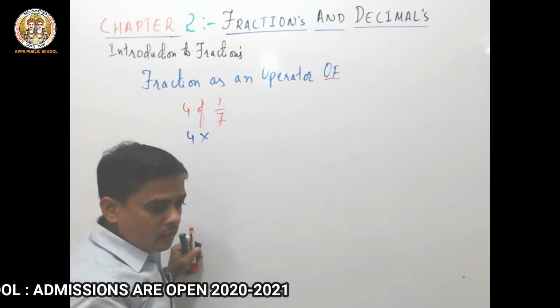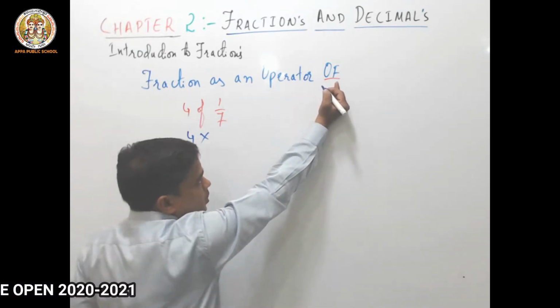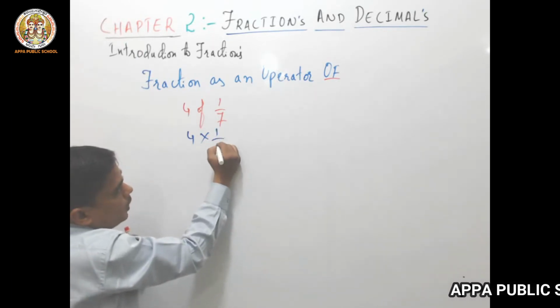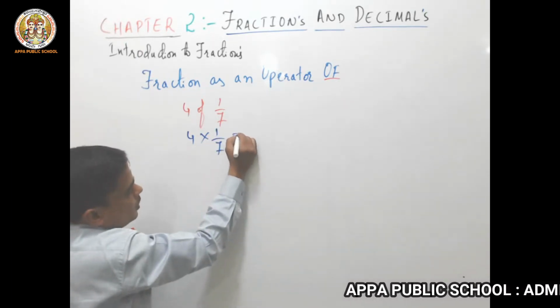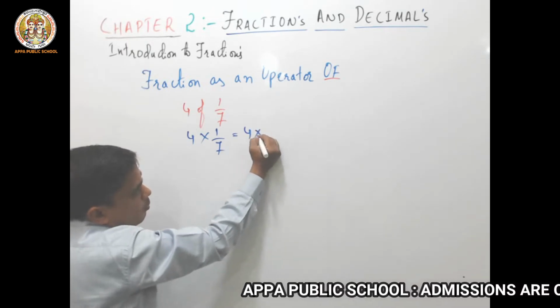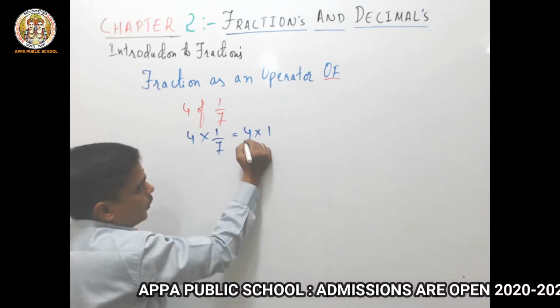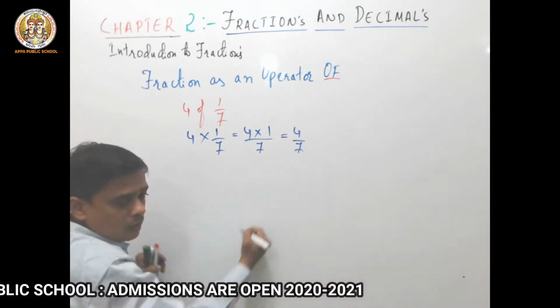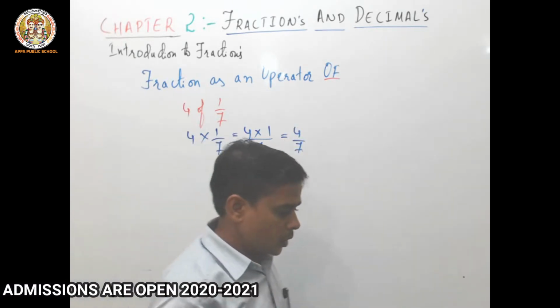So in case of fractions, if the operator is "of", you have to consider it as multiplication by 1 by 7. Once again, I will write 4 multiplied by 1 divided by 7 as it is. It will be equal to 4 by 7. Right? Next one.